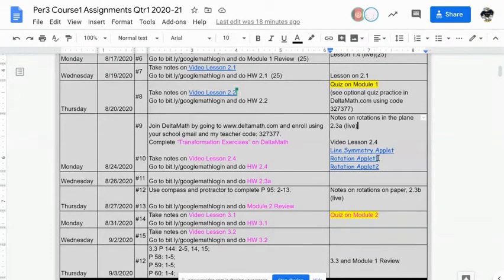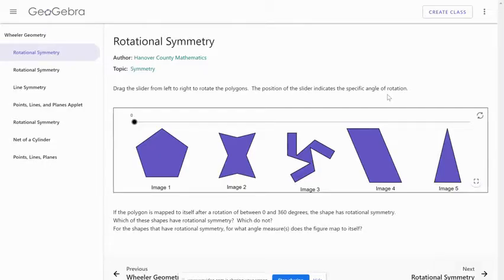What I'd like you to do now is go back to my website and click on the third link that's here, the one that says Rotation Applet number 2, this one. So click on that link, and that'll take you to this. And what I'd like you to do is make a prediction before you touch anything for each of these figures. How many degrees of rotational symmetry do you think it has? And you might say some of them have no rotational symmetry, because remember, if you have to spin it all the way 360 degrees, that's not rotational symmetry.